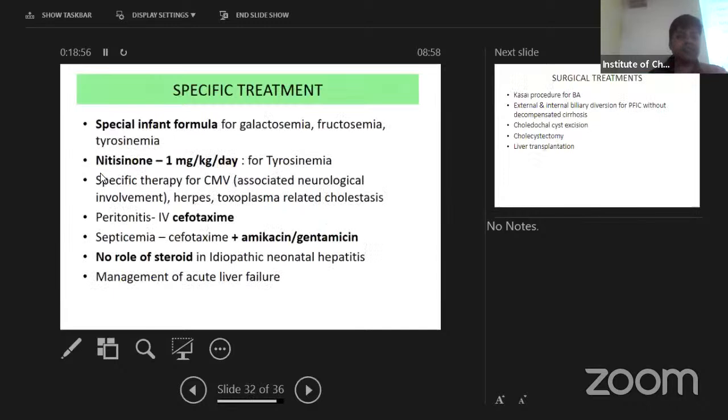Now the specific treatment. A special infant formula for galactosemia, fructosemia and tyrosinemia. Nitisinone 1 milligram per kg per day for tyrosinemia. A specific therapy for cytomegalovirus associated neurological involvement. Herpes and toxoplasma related cholestasis. For peritonitis, IV cefotaxime should be given. For septicemia, cefotaxime along with amikacin and gentamicin should be given. There is no role of steroid in idiopathic neonatal hepatitis, and we should have a management plan for acute liver failure.